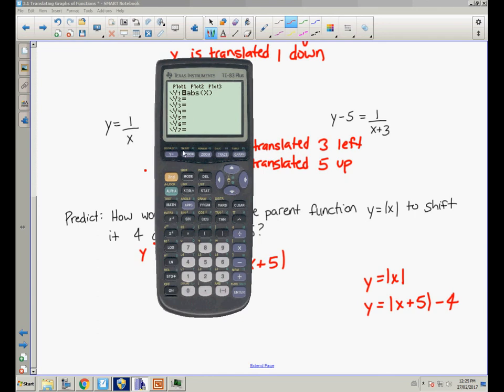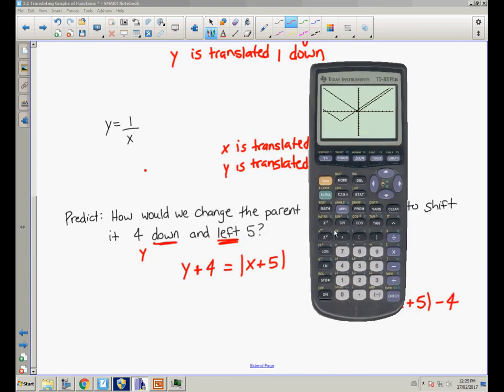And the next one, I'm going to do math. I'm going to go over 1 to number. Absolute value of x plus 5, minus 4. So I'm going to graph those two functions. There's my parent function. And my new function, my translated function, you can see is 5 over to the left and 4 down. So our prediction works.